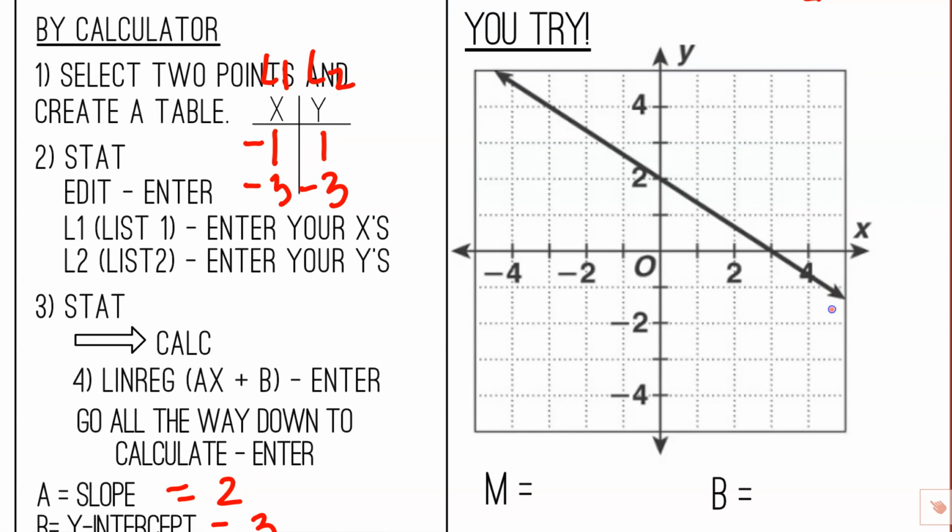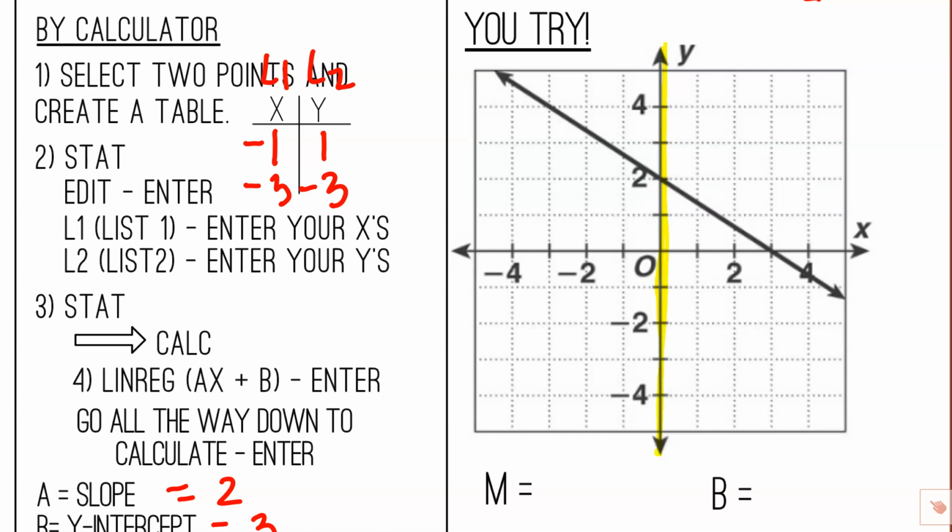All right, so now you are going to go ahead and try this on your own. Again, you can try this on the calculator or by hand. It is up to you, whatever is easier for you. So first things first, let me go ahead and highlight the y-intercept right here.